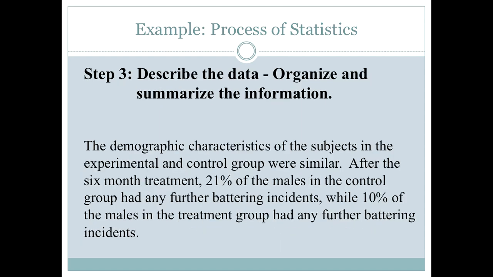Describing the data, so the demographic characteristics of the subjects in the experimental and control groups were similar. This helps us kind of control for any lurking variables. And then after the 6-month treatment, 21% of the males in the control group had a further battering incident versus 10% of the males in the treatment group. So that was the data that was actually collected and summarized.